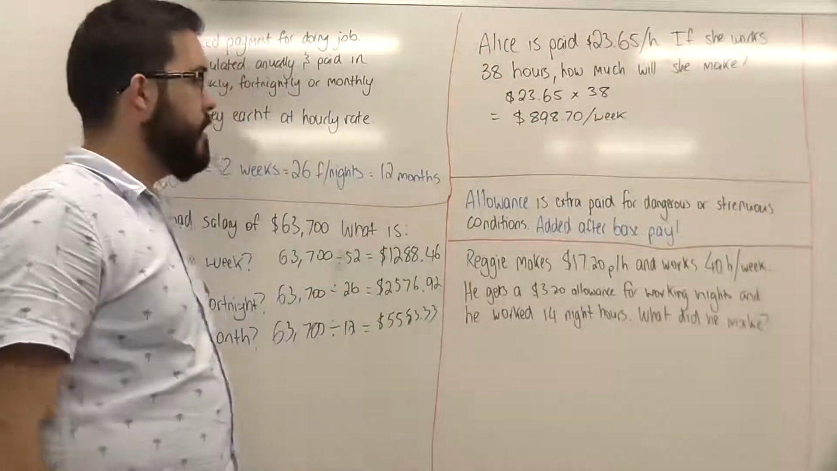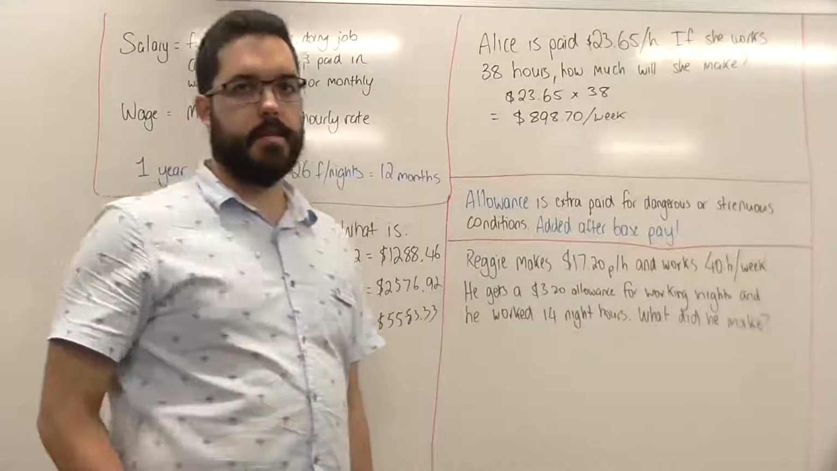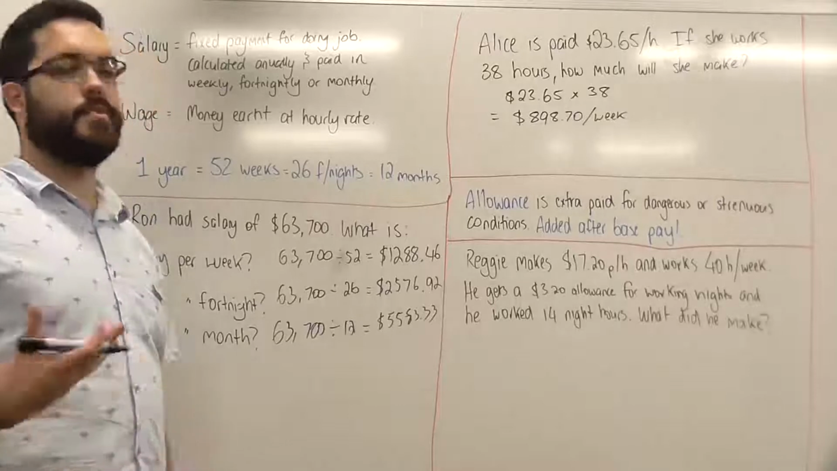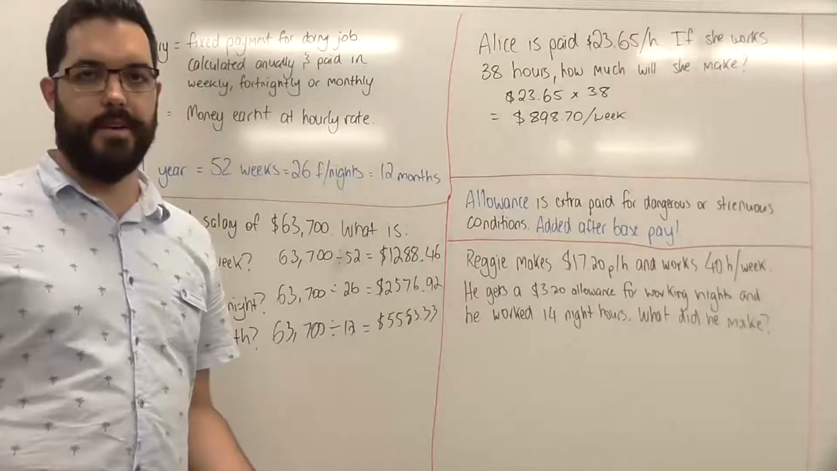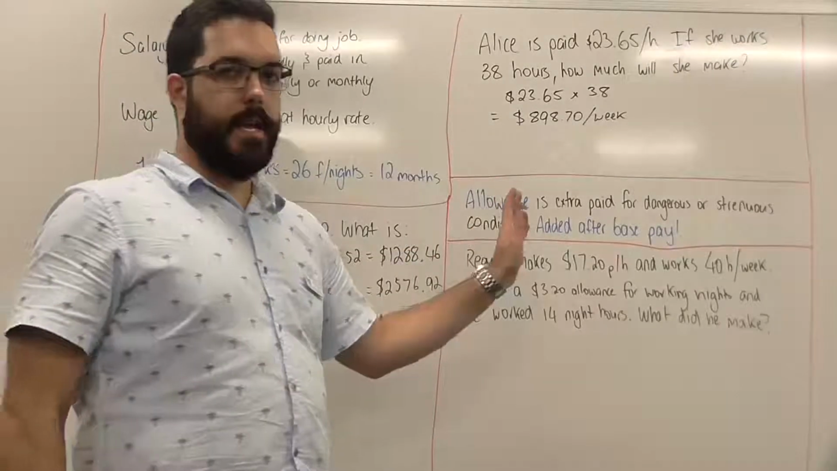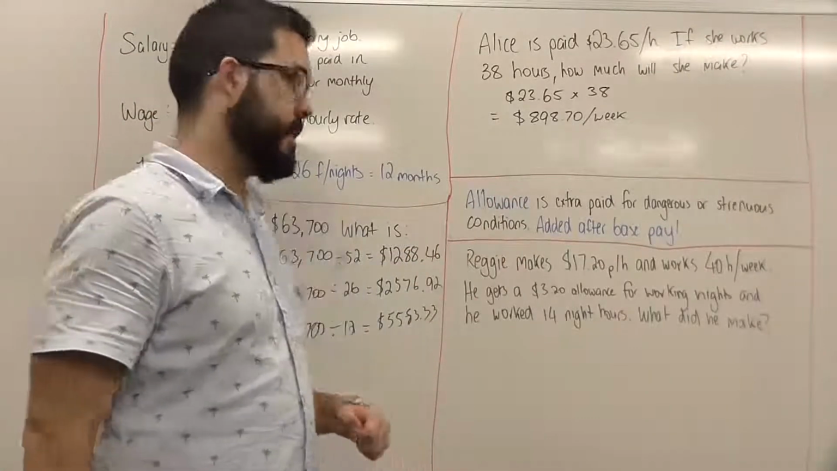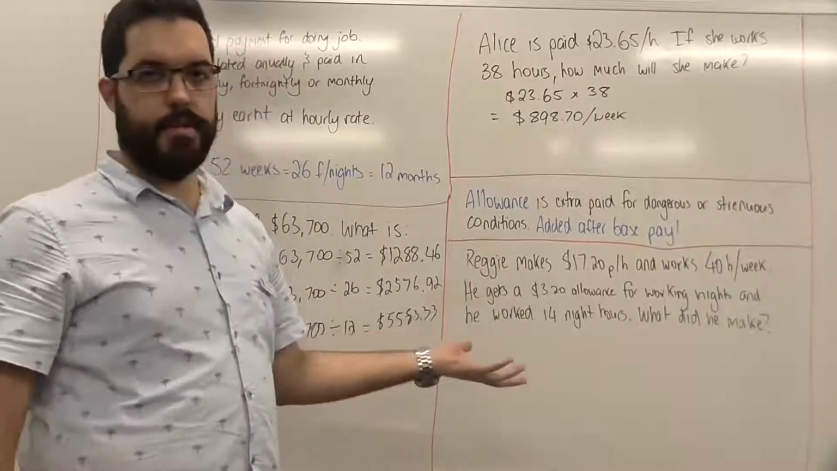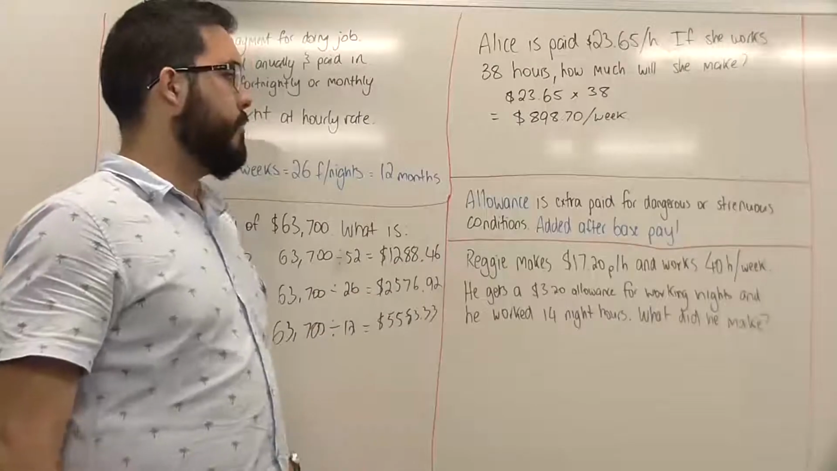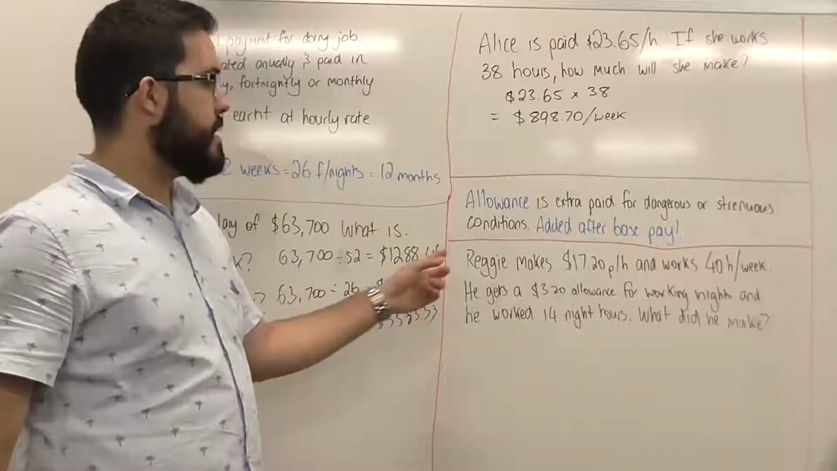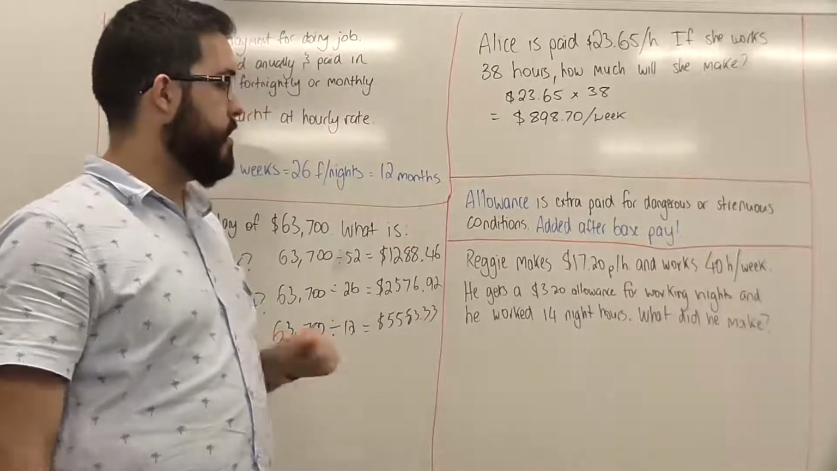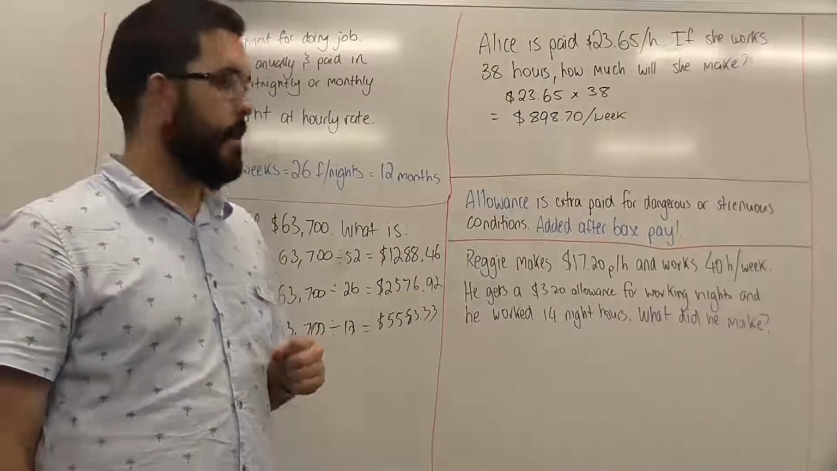So I've just taken her hourly wage and multiplied it by the number of hours she's worked. Pretty simple stuff. Now we're going to look at something called an allowance. An allowance is extra money paid for doing something under strenuous or dangerous conditions or abnormal conditions essentially. So our allowance is actually calculated after our base pay is calculated. So let's look at this question here to get an example. Reggie makes $17.20 per hour and works 40 hours a week. He gets a $3.20 allowance for working nights, and he worked for 14 night hours that week.